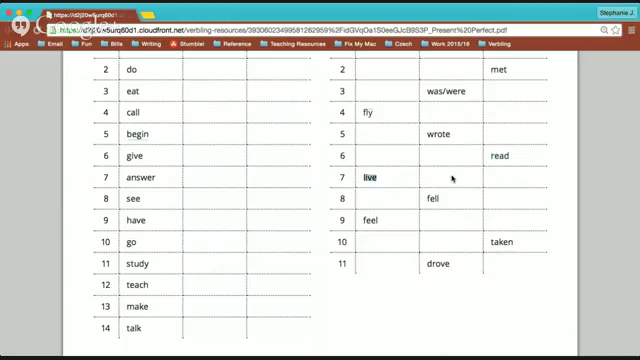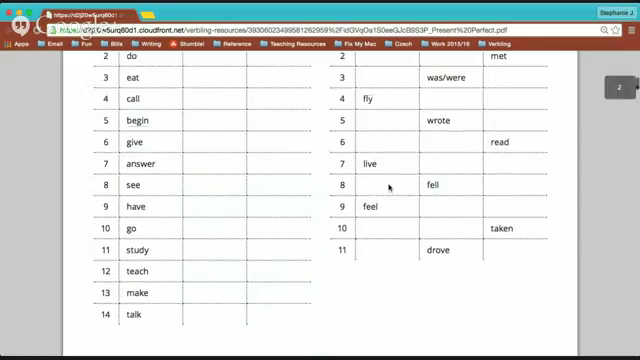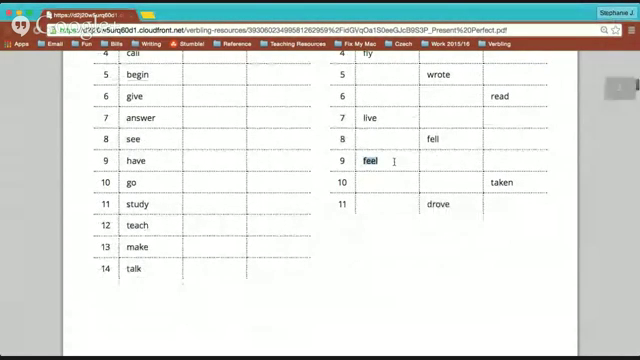Live. Lived. Yep, very good. A regular verb there. The next verb is fall. The past tense is fell. What is the past participle? Fallen. Yep, excellent. Two syllables, N at the end. Great. Feel. Felt. Yep. And the past participle is the same. Very good. And take. Took and taken. Excellent.